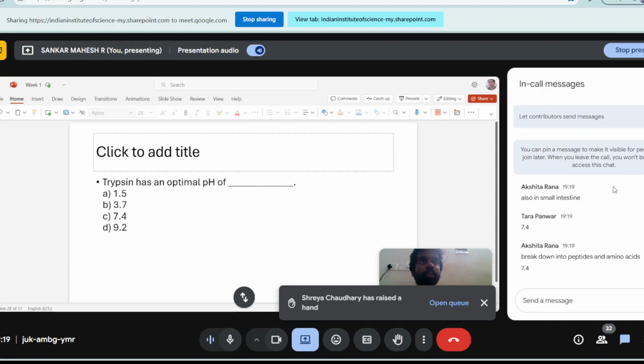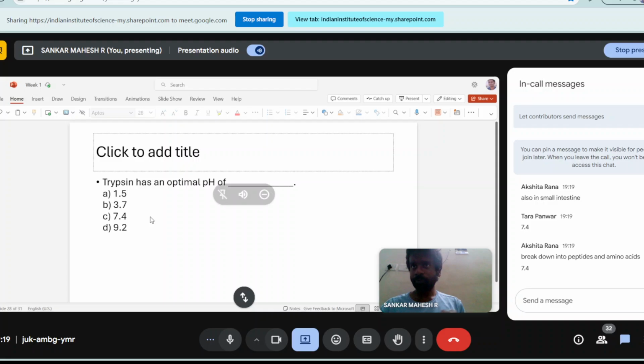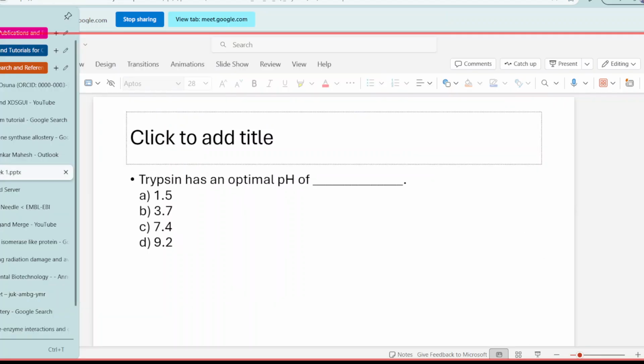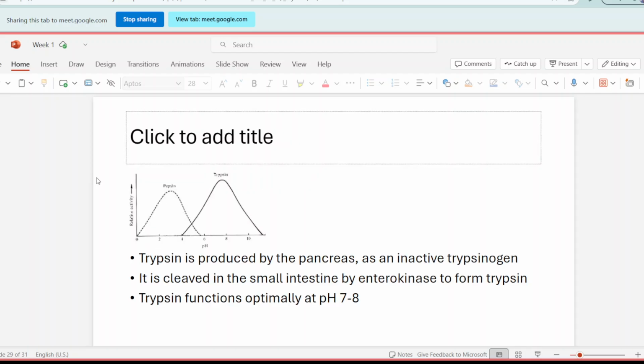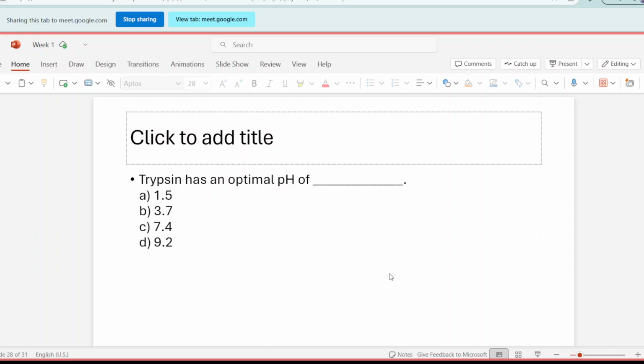Does anyone else know anything more about trypsin? Okay. Let me tell you what I know about trypsin. Trypsin is produced by the pancreas, and it starts as an inactive trypsinogen. Then it gets cleaved in the small intestine by enterokinase. So it functions in the duodenum, which means that the duodenum has an optimal pH. Now, coming to the question, why would an enzyme require or function optimally only at a particular pH? Can anyone try to answer this question?